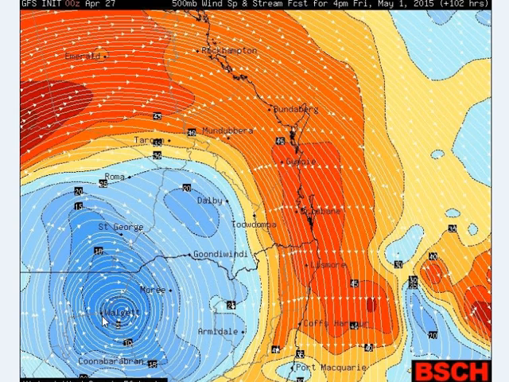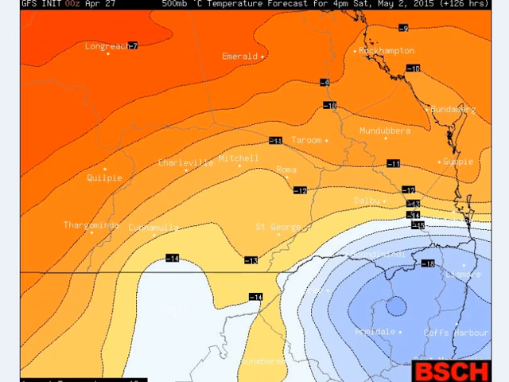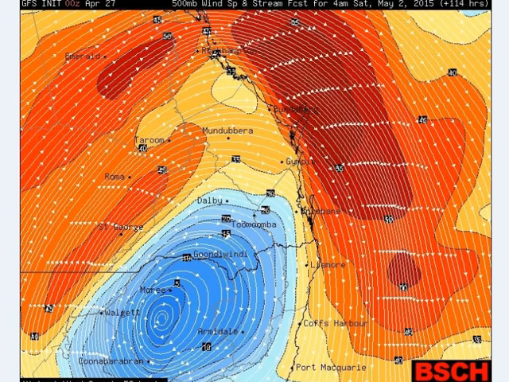4 p.m. Friday afternoon, the upper low still spinning over northwest New South Wales. And Friday afternoon, all these deep winds coming in onshore, mixing in with that upper low, increasing rain and thunderstorms through there. 4 p.m. Saturday, the upper low starts to move off northeast New South Wales. You can see it there.